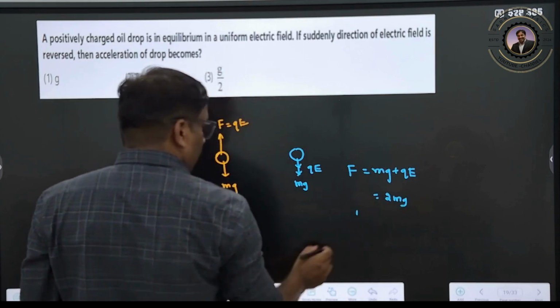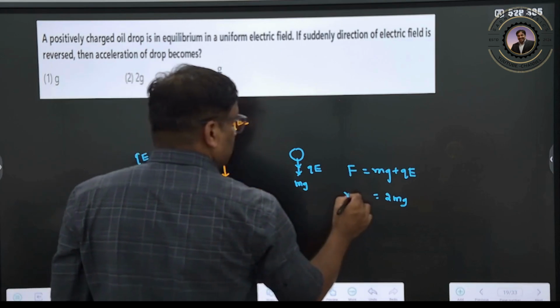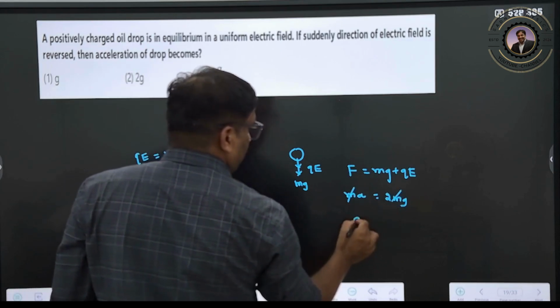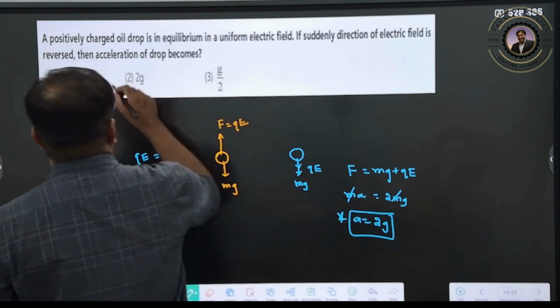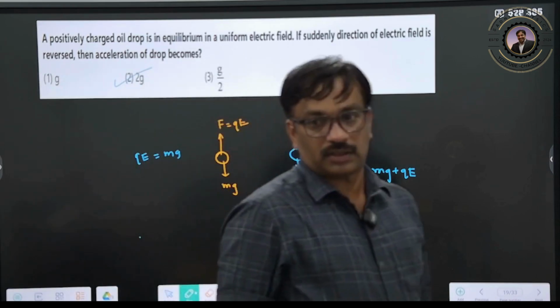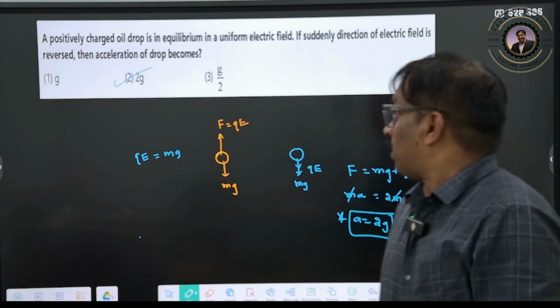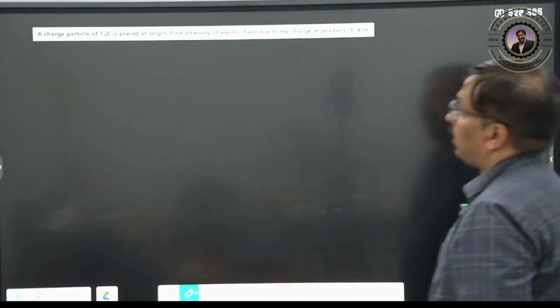So what will be the acceleration here? This is nothing but ma. Cancel out, and the acceleration is equal to 2g. Clear? So 2g will be the acceleration. Now let us see one more question.